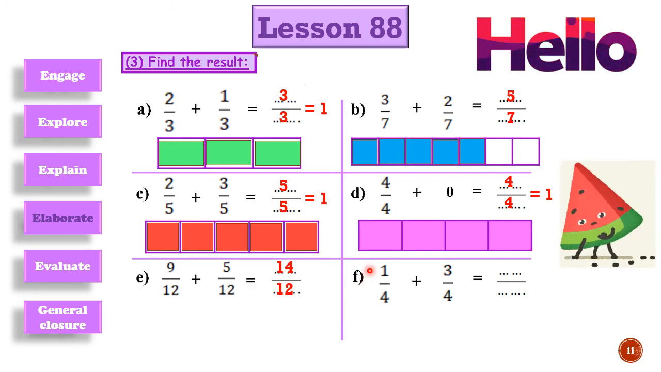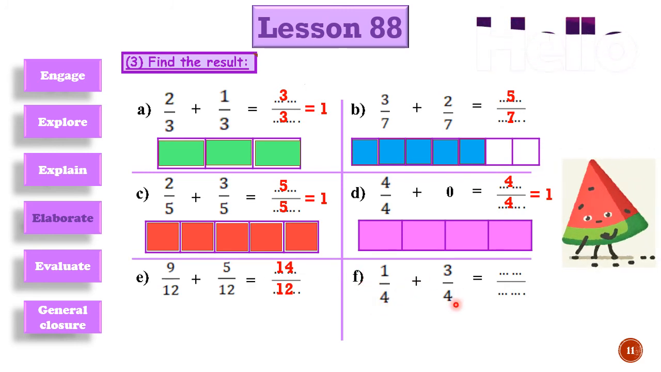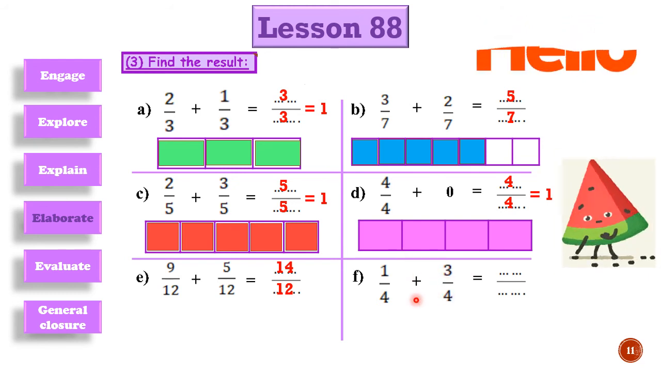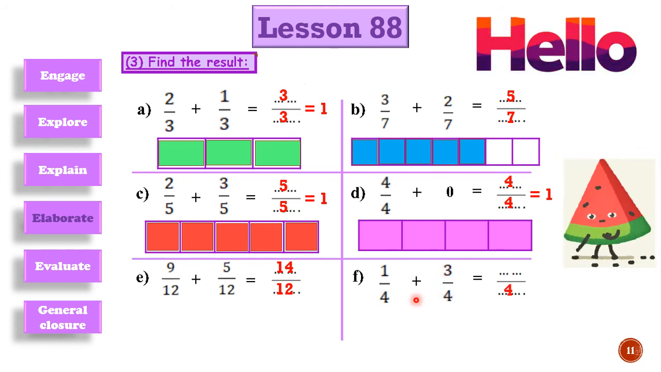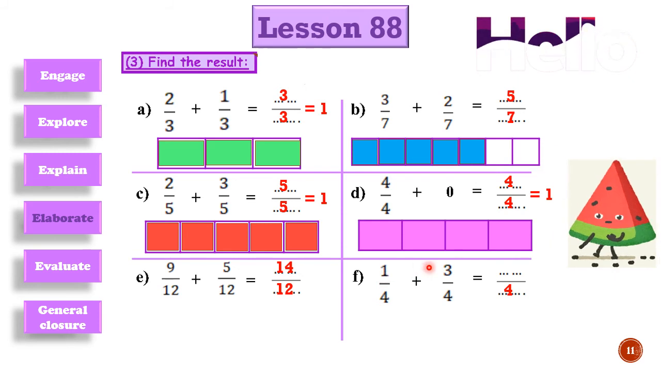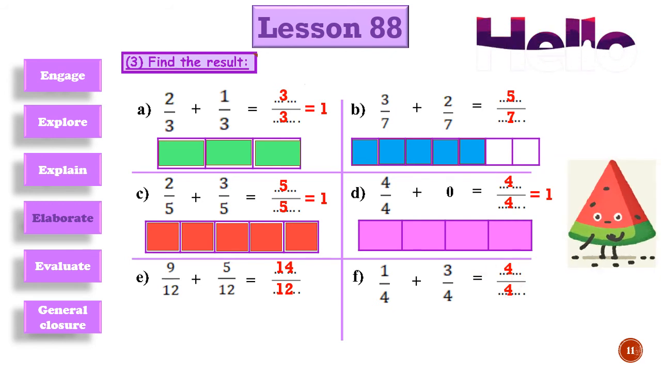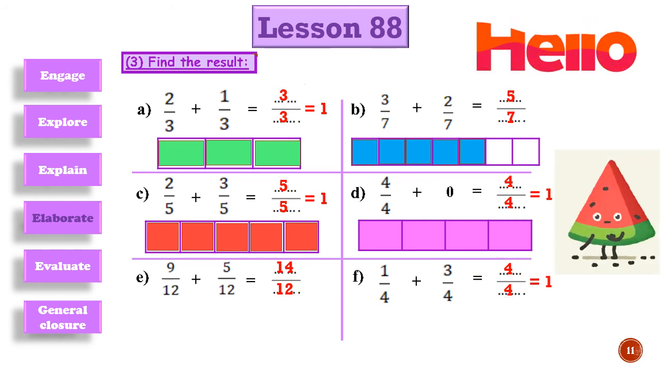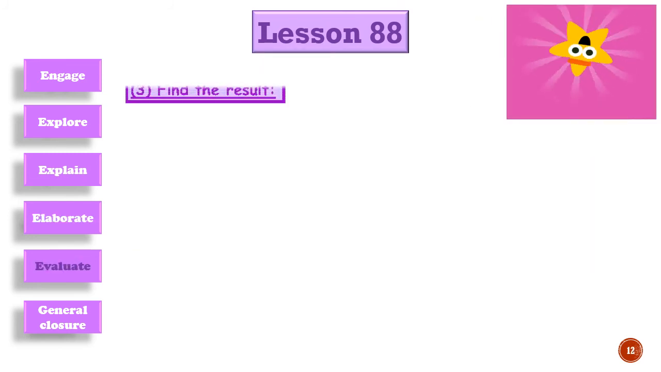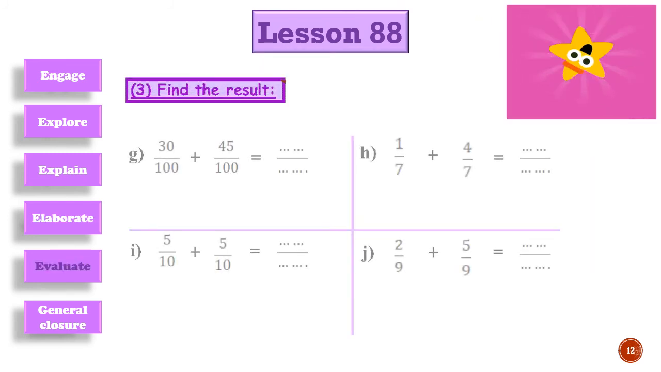Here we have 1/4 plus 3/4. Put the denominator as it is and add the numerators. 1 plus 3 equals 4. Good job. Equals 4 fourths, which is equal to 1 whole. Good job.